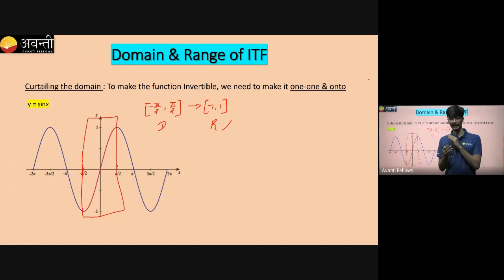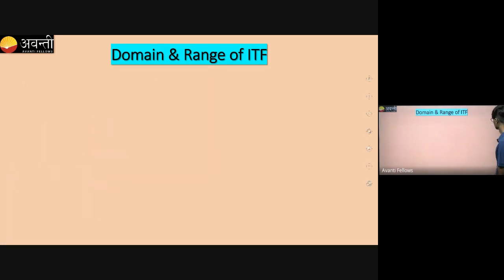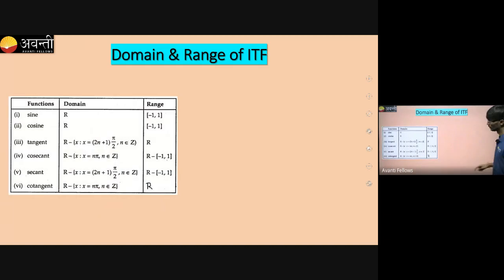Now, we have done this for sine. Similarly, we have to do it for all other trigonometric functions. What are other trigonometric functions? Cos, tan, cot, sec, and cosec. Let's see how we curtail the domain of other functions. So these are the trigonometric functions, range and domain. Sine's domain is R, range is -1 to 1, but we have curtailed it from R to minus pi by 2 to pi by 2.